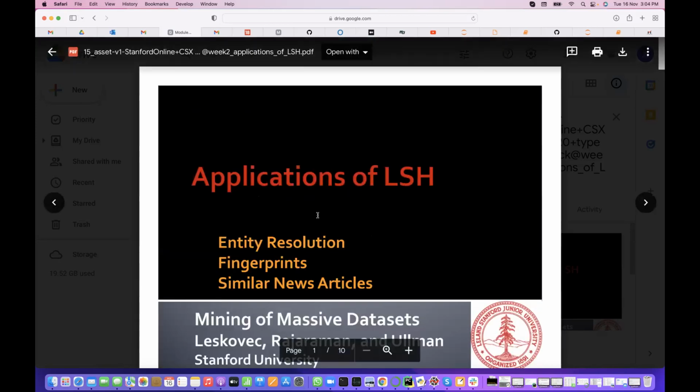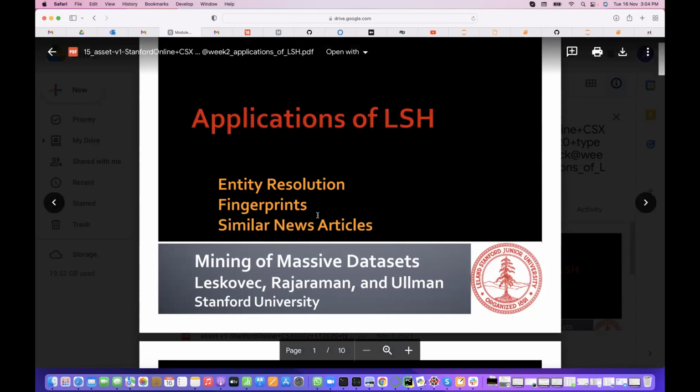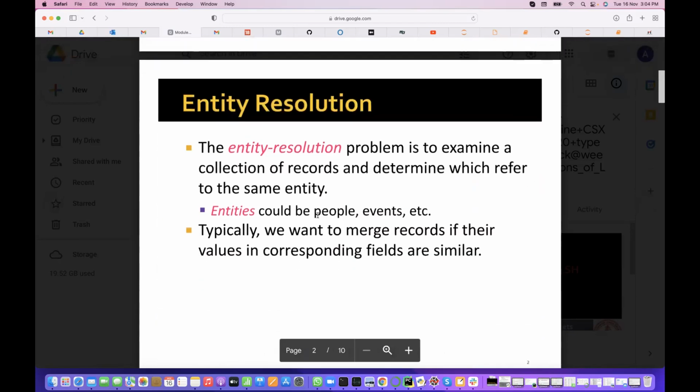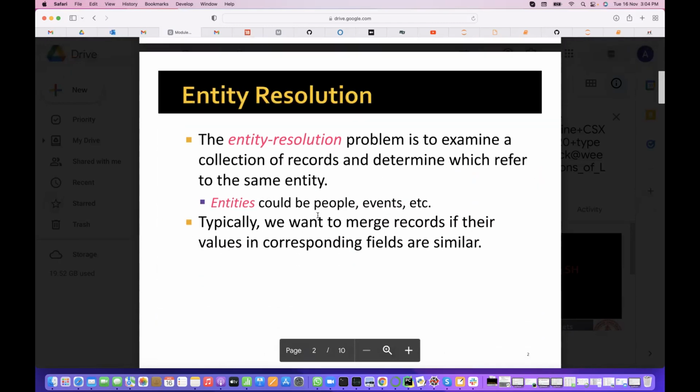Now, where will we use this idea? We'll see some of the applications now. One is the entity resolution. The entity resolution problem is to examine a collection of records and determine which refer to the same entity.